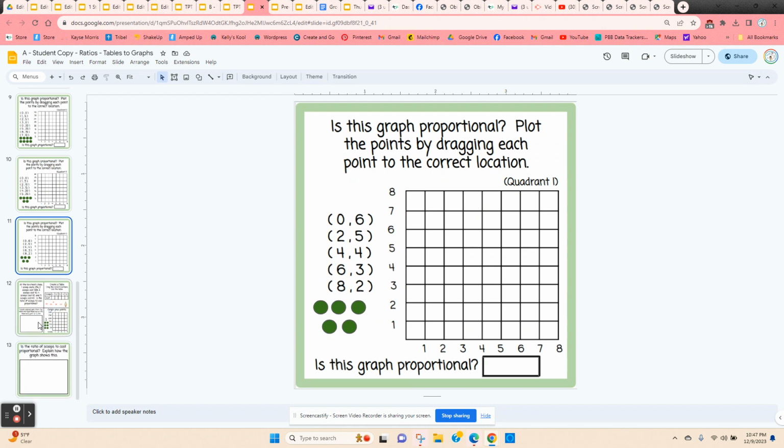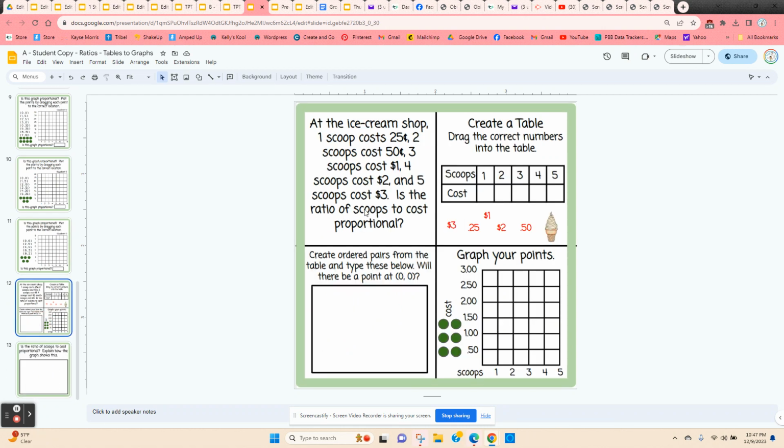When they get down to the final problem here, they're given a word problem, and they have to take the information from the word problem, and they're going to create a table first. So all of these are movable. So for 1 scoop of ice cream, it costs 25 cents. So they're just going to click on the edge here and then move that into place to create their table. So they're going to fill in their table.